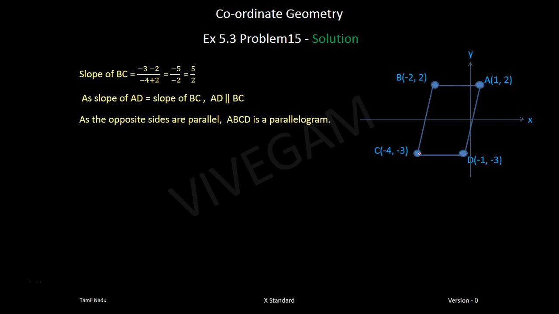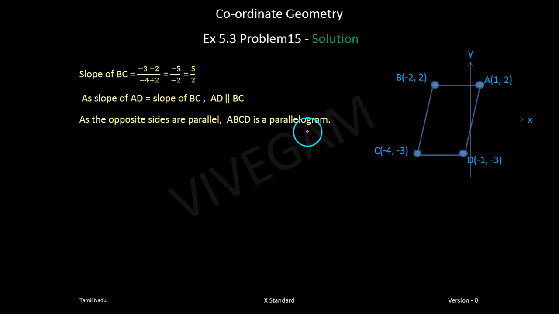So what do we have? We have the opposite sides. Earlier we found AB is parallel to DC or CD, and we just found that AD is parallel to BC because the slopes are equal. So as opposite sides are parallel, ABCD is a parallelogram.